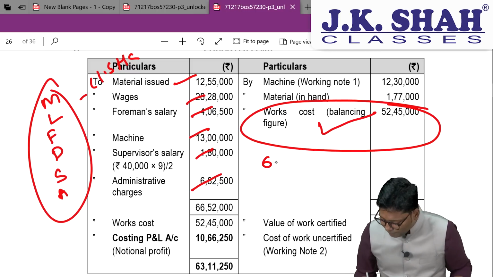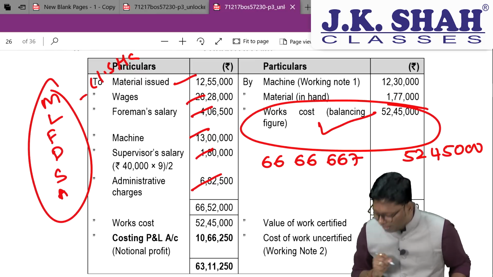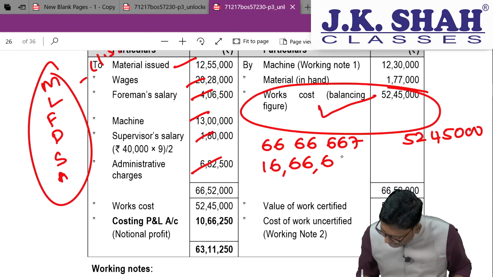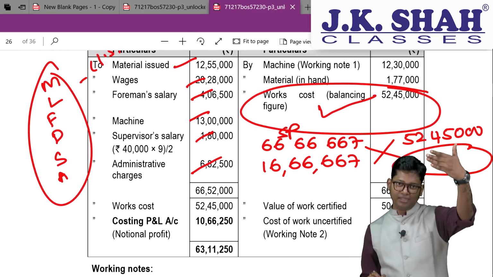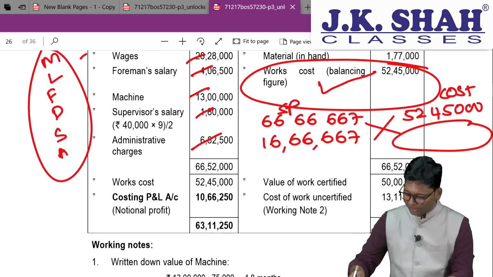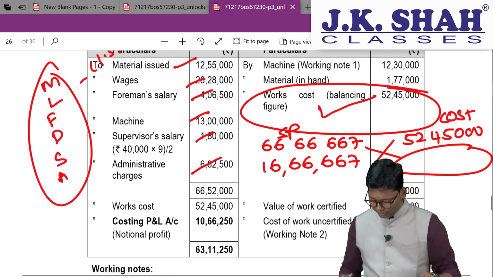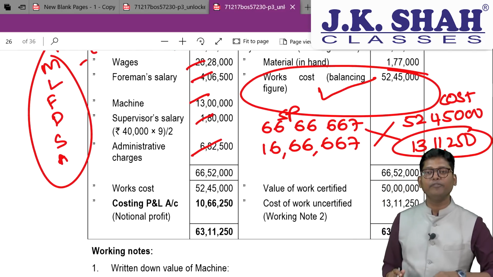Now, the selling price of the project completed was 66,66,667 and the cost of the project completed was 52,45,000. Then I just need to calculate what will be the cost for 16,66,667 work uncertified. These both are the selling prices of work done and work uncertified. I am calculating the cost of work done and work uncertified. When you multiply this and then divide it by 66,66,667, you are going to get your work uncertified, which will be approximately 13,11,250. Please cross check.